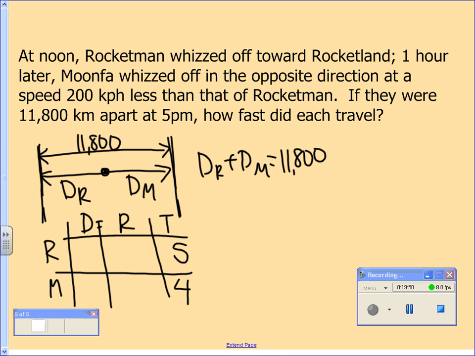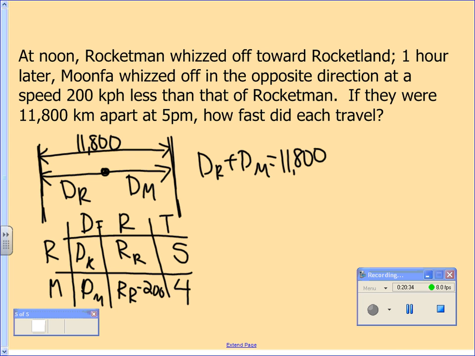Do they tell us the rate of either of them? Okay, so the rate of Rocket Man, and the rate of Rocket Man minus 200. Do you agree? Whatever Rocket Man was going, Moonfa was going slower. No, not necessarily. Their distances add up to 11,800. Does that make sense?